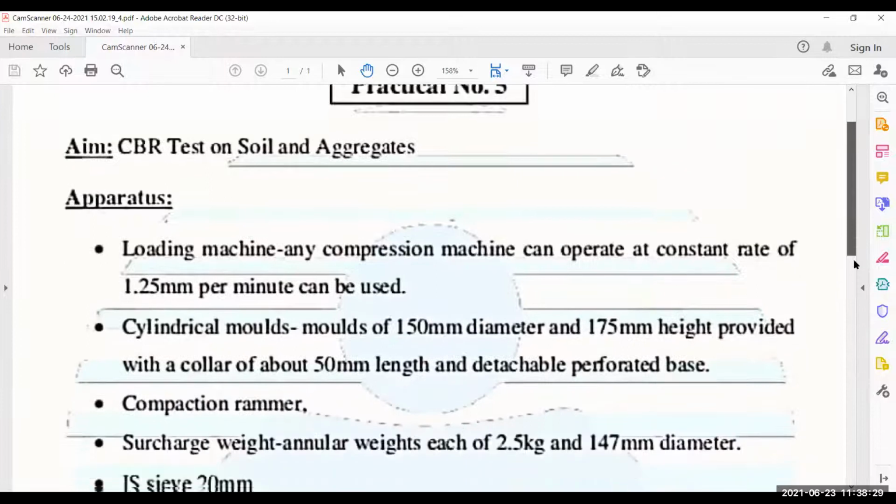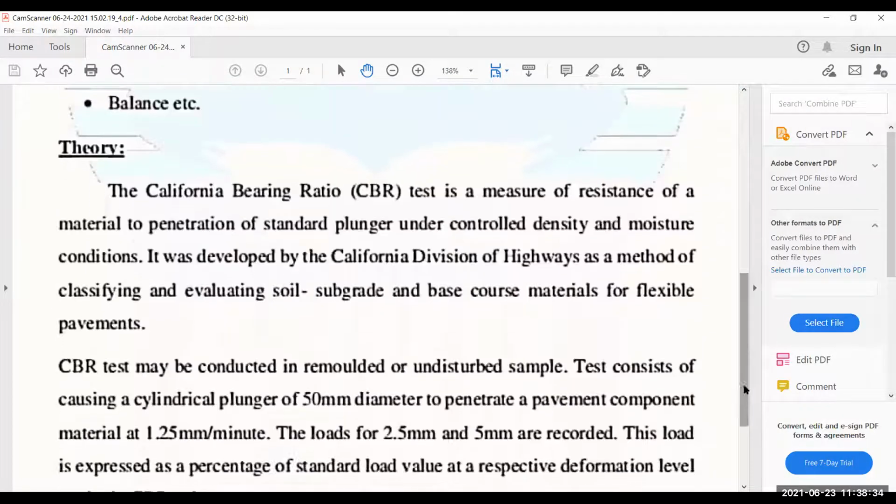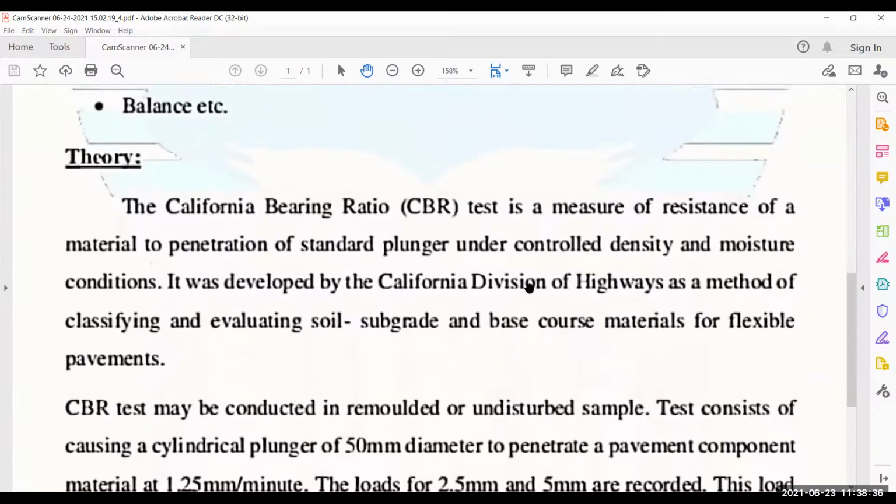Here we see the California bearing ratio test. That means the CBR test is a measure of resistance of a material to penetration of a standard plunger under controlled density and moisture condition. It was developed by the California Division of Highway as a method of classifying and evaluating soil subgrade and base course material for flexible pavement.